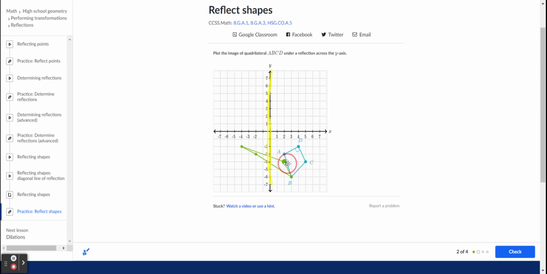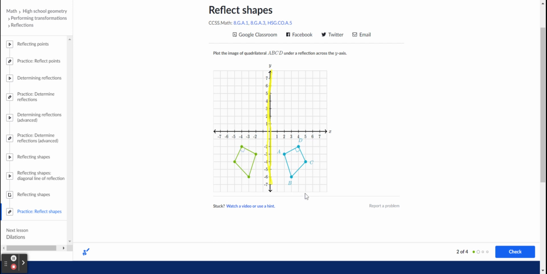Point C: 1, 2, 3, 4, 5. And I'm going to repeat on the other side. 1, 2, 3, 4, 5. Same thing for B. 1, 2, 3, 1, 2, 3. And it looks the same, so I can do a quick visual check.